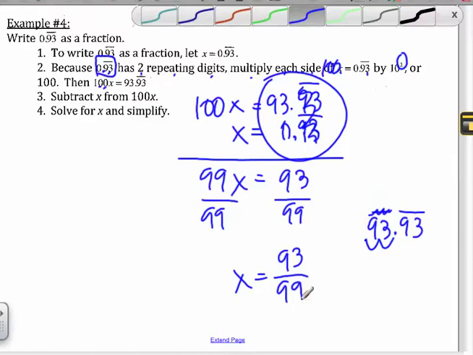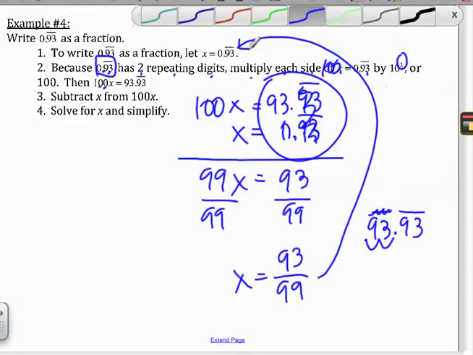Well, wait a minute. I thought that x equaled 0.93 repeating. It does. Gentlemen, take your calculator, divide 93 by 99, and what do you get, Henry? 0.93939393.